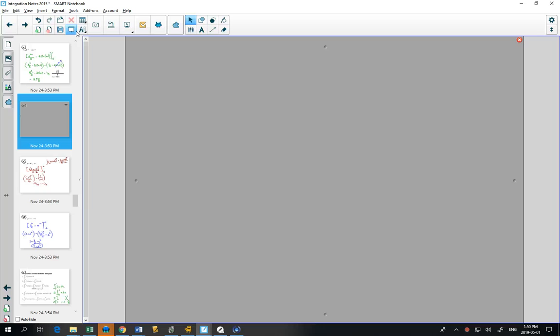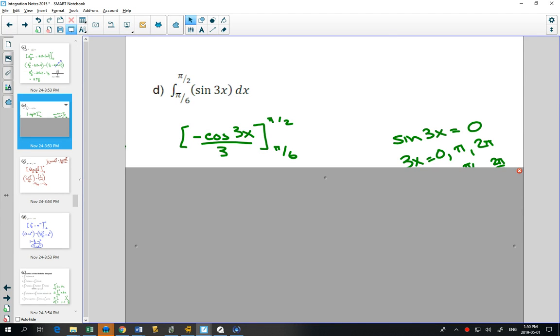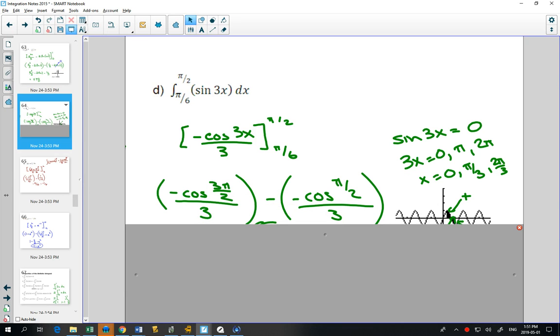So, first of all, the integral will be negative cos of 3x, because the derivative of cos is negative sine. And you write it from pi over 2 to pi over 6, plug in your values, and something interesting happens. Okay, you can ignore this right now. It's just me thinking about solving sine 3x equals 0. But I'll talk about that afterwards.